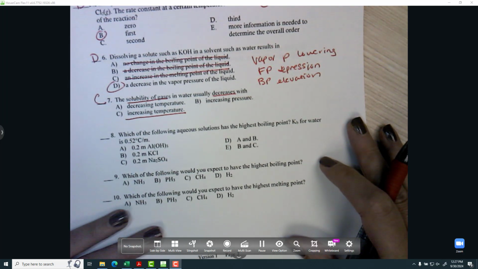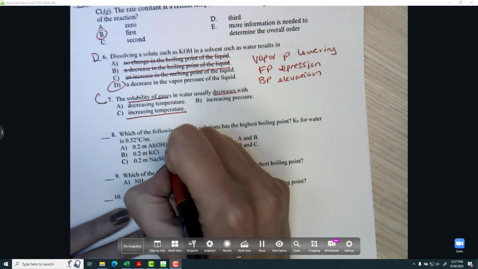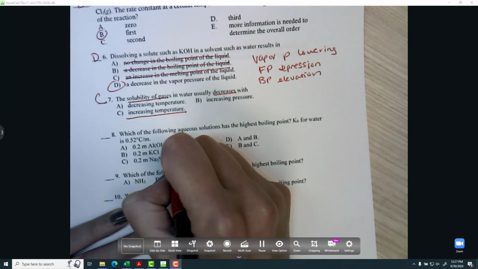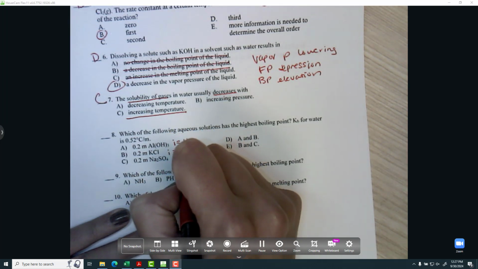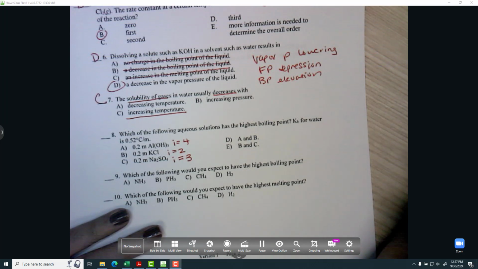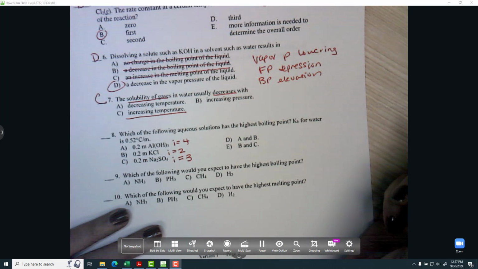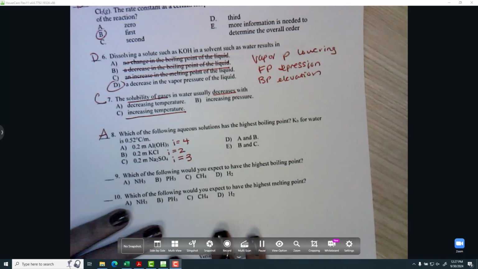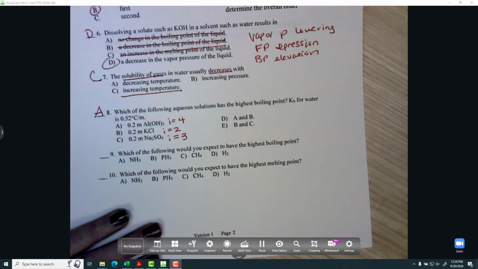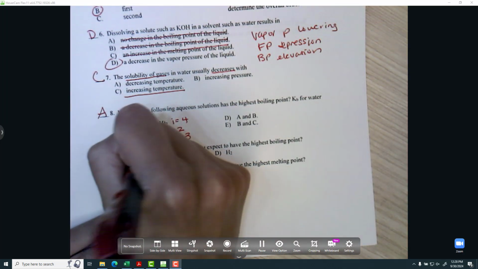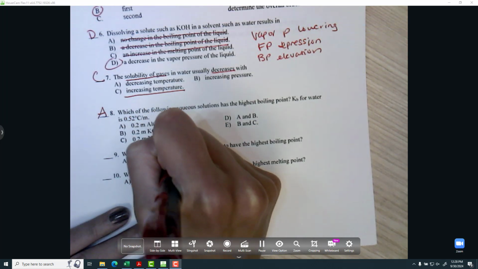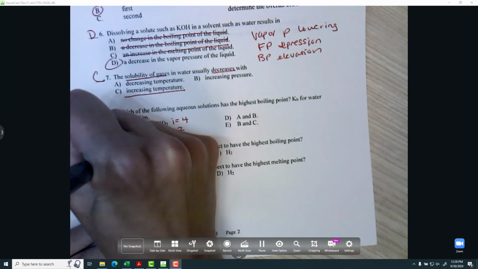For the next one, I have some ionic compounds all with the same concentration. So the only difference here is the i. So I just want to look at how many particles they each separate up into. And I would get 4 for Al, aluminum, and 3 hydroxides, 2 for K and Cl, and 3 for, I can't see, my hands are in the way, the Na2 and SO4.